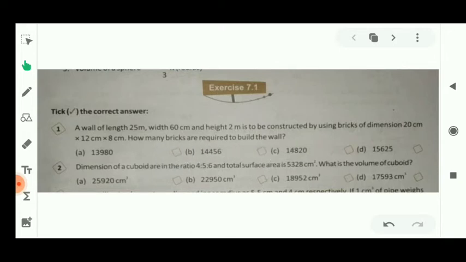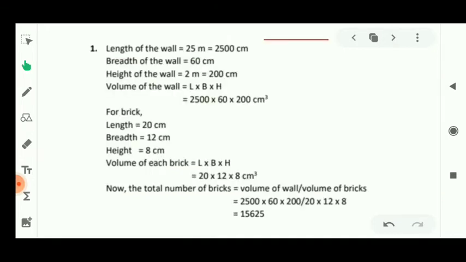Let's see the solution. As I told you, firstly we will find out the length of the wall, that is given in the question 25 meter. So it will be converted into centimeter, that means 2500 centimeter. The breadth of the wall is given 60 centimeter and also the height of the wall is given 2 meter. So we will convert 2 meter into centimeter, that is 200 centimeter.